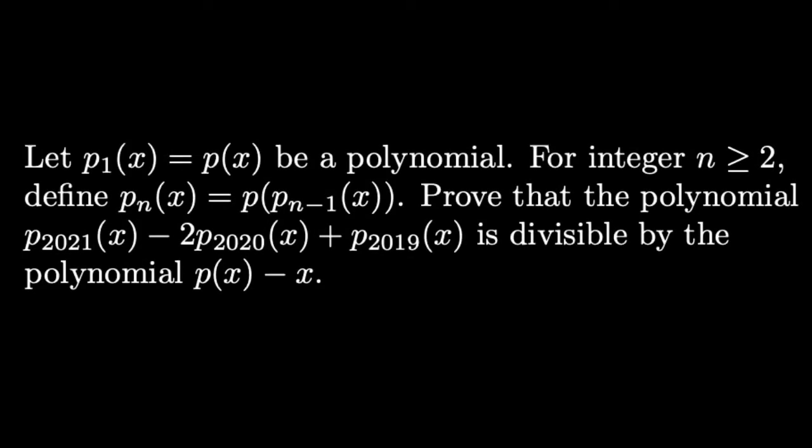Let p sub 1 of x equal p of x be a polynomial. For integers n greater than or equal to 2, define p sub n of x equals p of p sub n minus 1 of x. Prove that the polynomial p sub 2021 of x minus 2 p sub 2020 of x plus p sub 2019 of x is divisible by the polynomial p of x minus x.